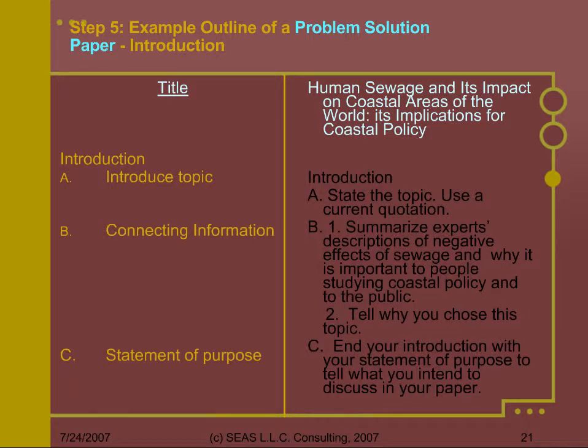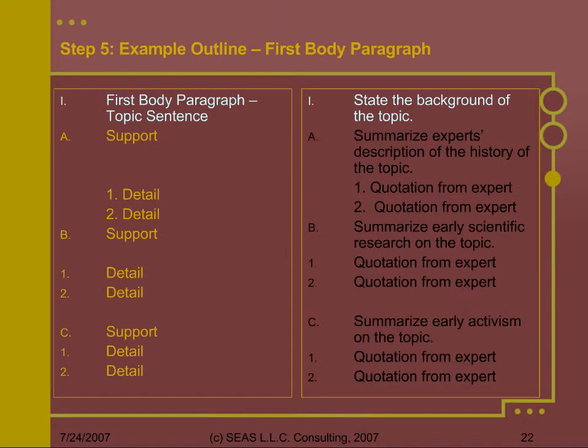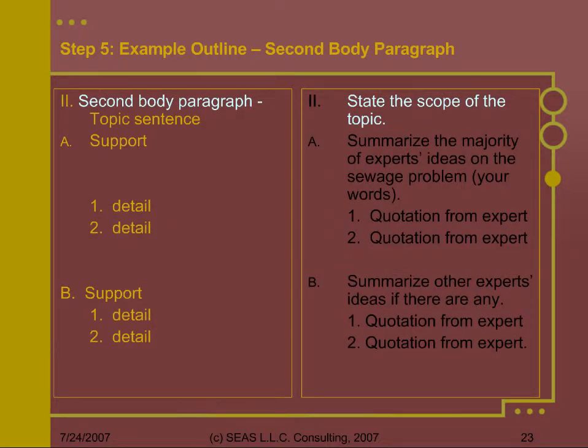Here in step 5 is an example outline of this problem solution paper. It has the title. It goes through the introduction to the topic, and it gives you much more detailed information. It talks about connecting information, and it guides you really by taking your hand. It guides you step by step here through what you should be doing. First body paragraph, what should that be? Again, try to use this as a template as you write the paper. Fill in some of the suggested information. Second body paragraph, same thing.